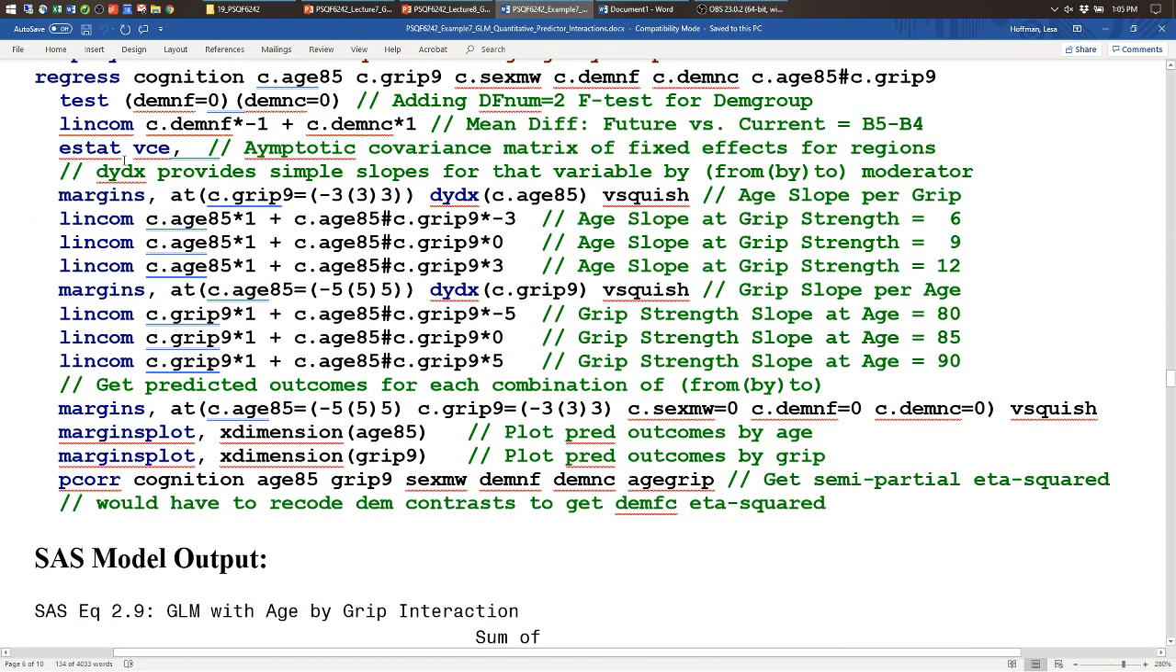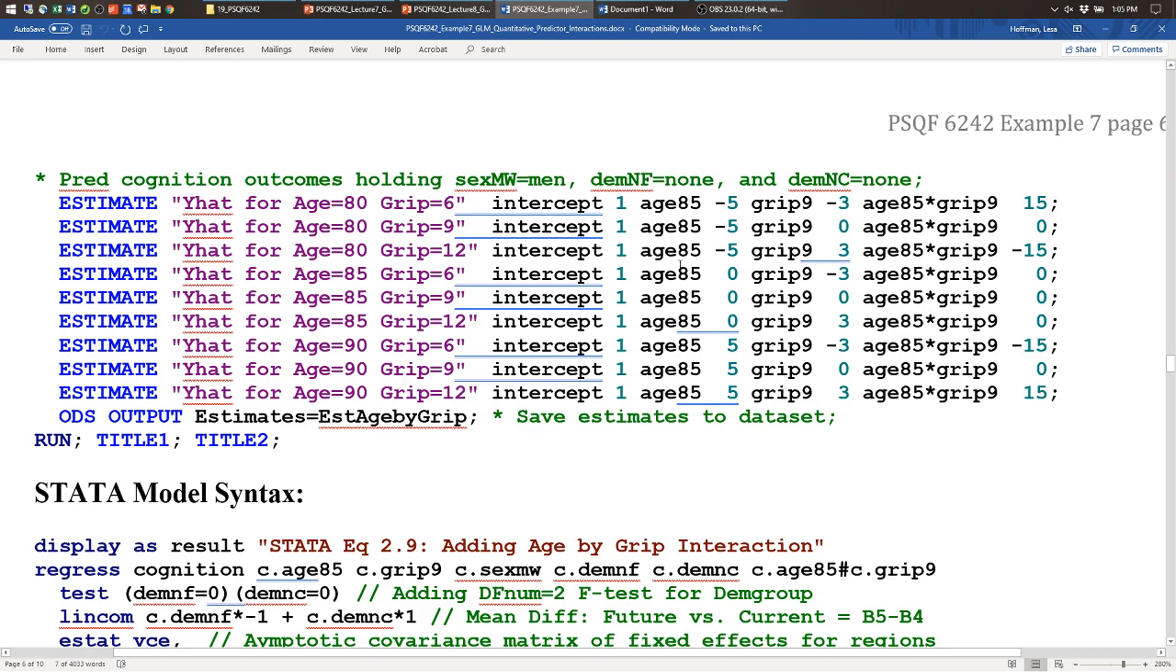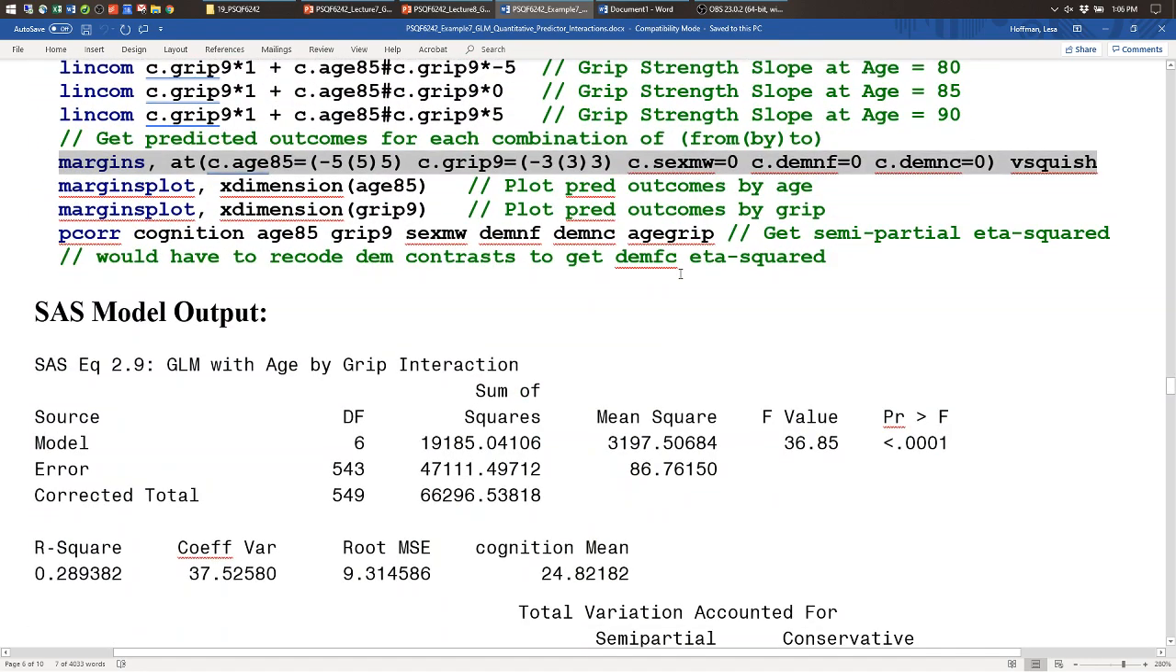So in Stata, for instance, this line. That one line of code gives you these 9 lines in SAS. So you're asking for margins at, and then these parentheses, it goes from -5 in increments of 5 all the way up to 5. So it will give you every combination of -5, 0, and 5, every combination of -3 in increments of 3, so 0 to 3, and it's holding these other ones at 0. So one line gives you all of them.